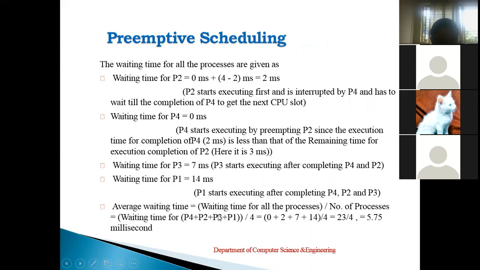So how do you have to calculate? You have to add all the waiting times for all the processes and divide by the number of processes, right? So here P4 has taken 0 millisecond, P2 has taken 2 millisecond, P3 is 7, P1 is 14. So you add this and divide by 4. On average, each process is waiting for how many milliseconds? 5.75 millisecond.